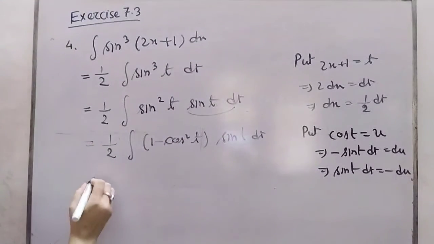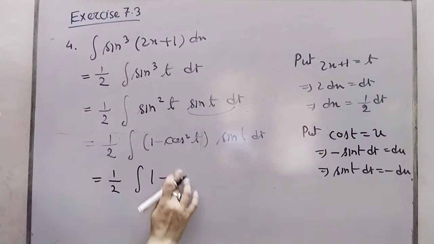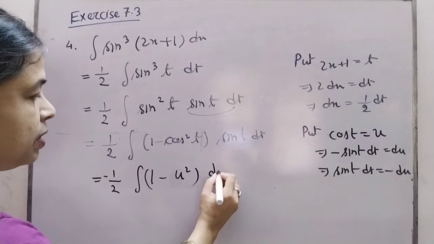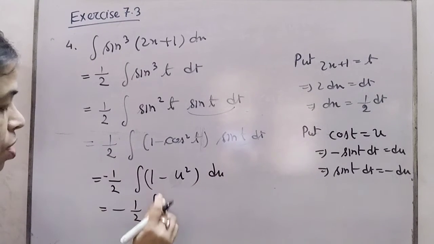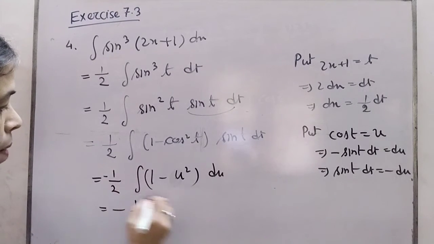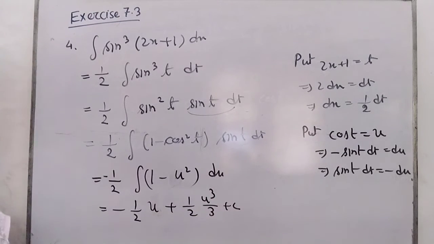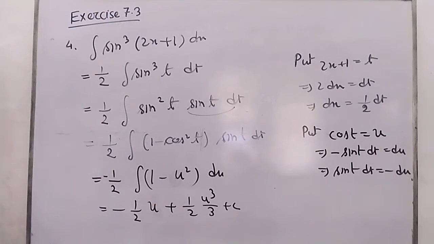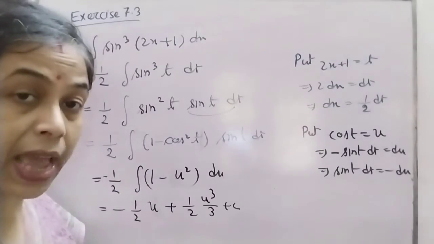Okay. So this is equal to half, 1 minus u square, right? U square. And sin t dt is minus du. The minus sign I am writing outside, and this is u. Now all these are integrable. Minus half, integration of du, I can do it directly. Integration of du is u plus half u cube by 3 plus c. Again back the substitution. That means first you change u in terms of t, then t in terms of x. Ultimately the answer in terms of x you have to write.